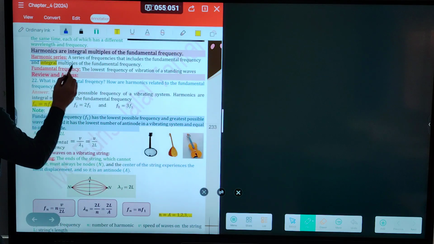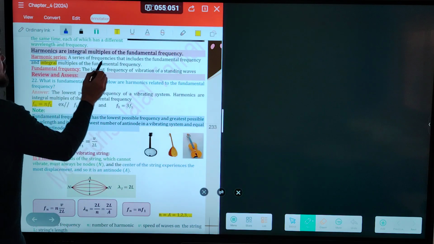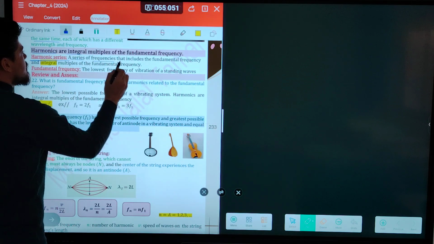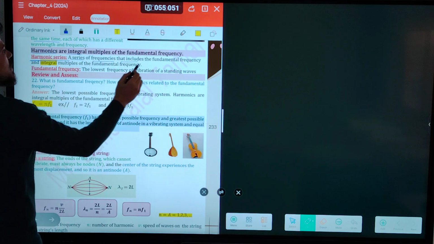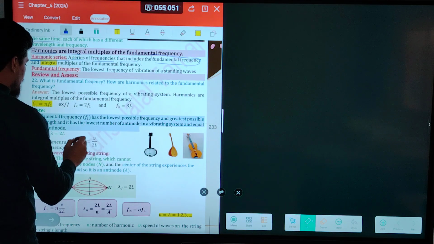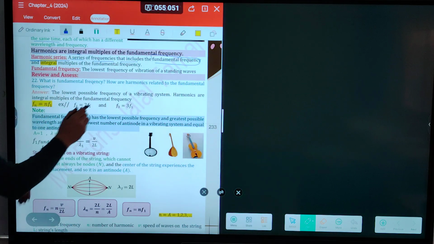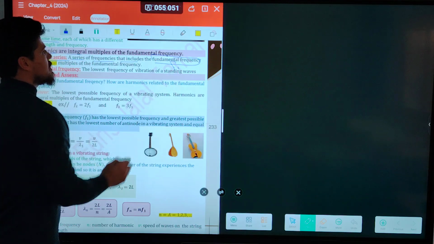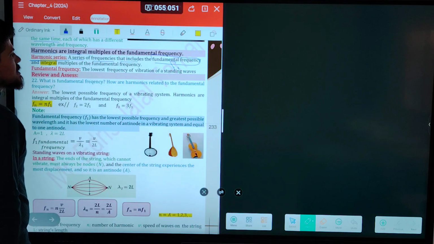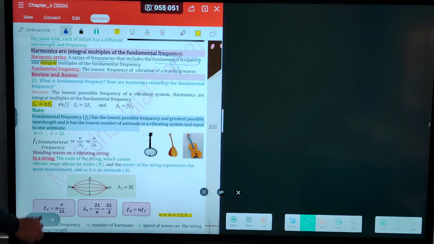What is harmonic series? A harmonic series is a series of frequencies. We have many frequencies. A series of what? Frequencies that includes what? Fundamental frequency. F1. Fundamental frequency, its symbol is F1. What do you mean by F1? Fundamental frequency, or the simplest harmonic in the string. And integral multiples of the fundamental frequency.